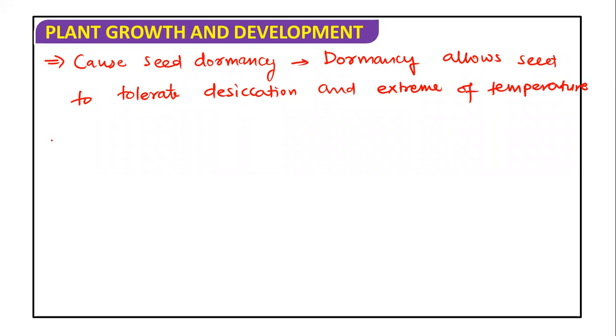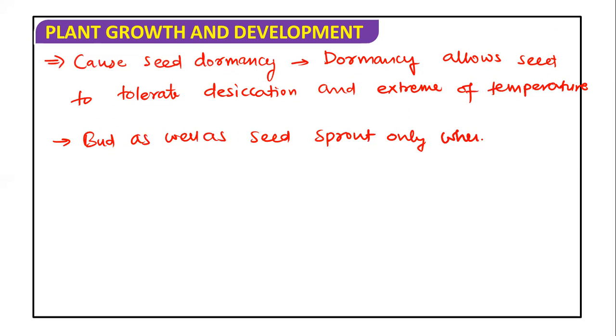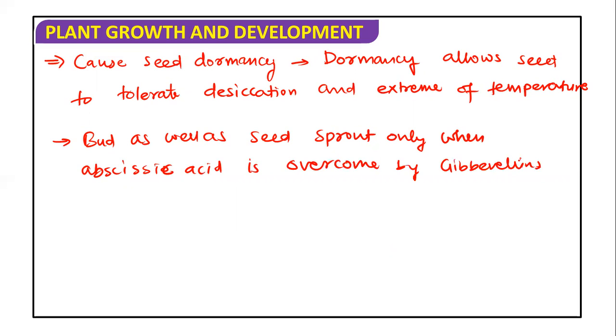Buds as well as seeds sprout only when the inhibition by abscisic acid is overcome by gibberellin. So if the concentration of gibberellin increases in the seed, then it will cause germination. Because of its action of inducing dormancy, abscisic acid is known as dormin.